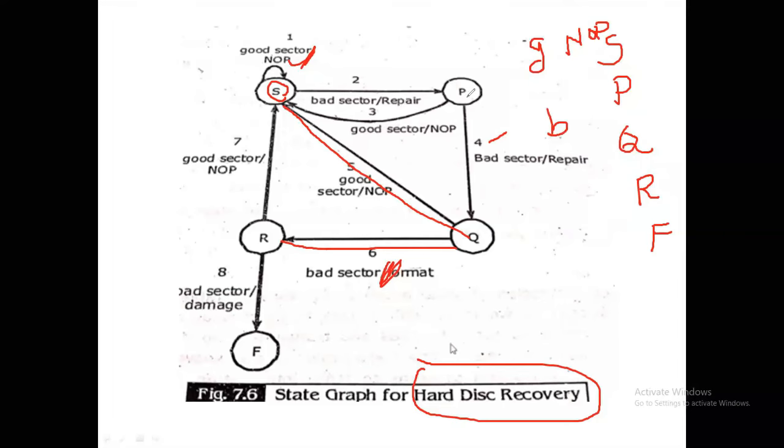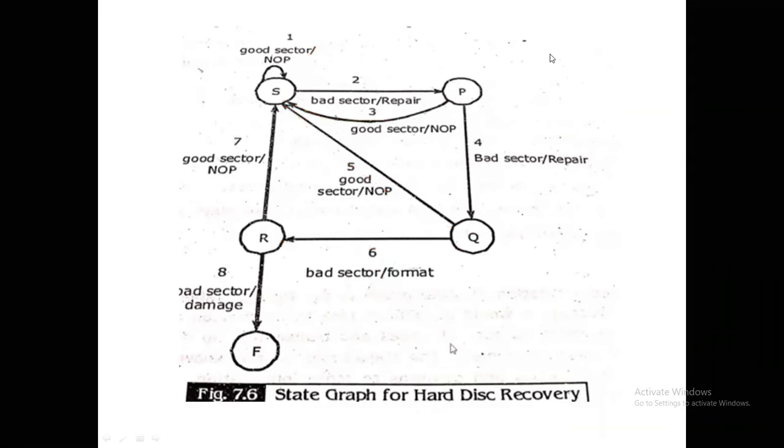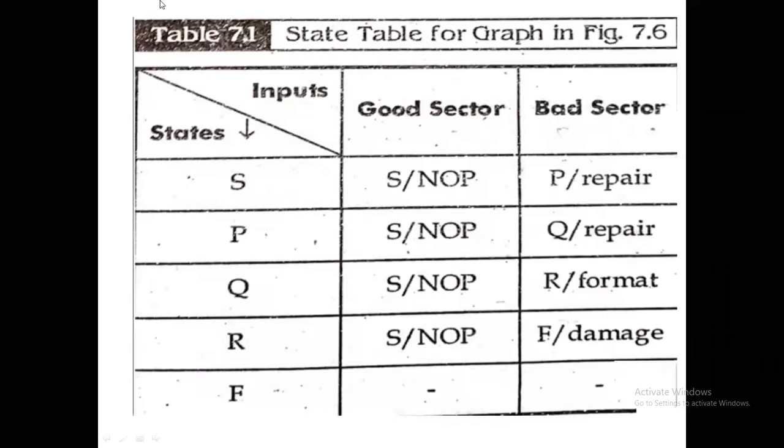If it is repaired, it moves again to good sector, so no problem, and that is the output. If it again has a bad sector, go to repair. And if it is a bad sector, then you are going to go to format. So this is F. Okay, this is the state graph for hard disk recovery. Now we convert this state graph into a state table. So this is the state table for the above graph.